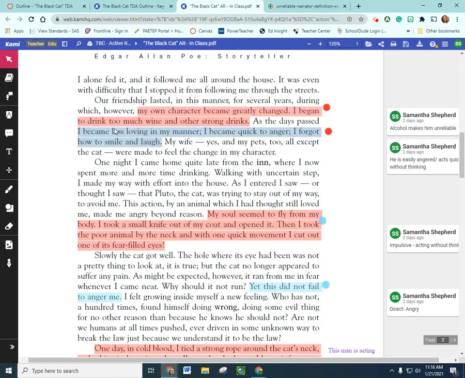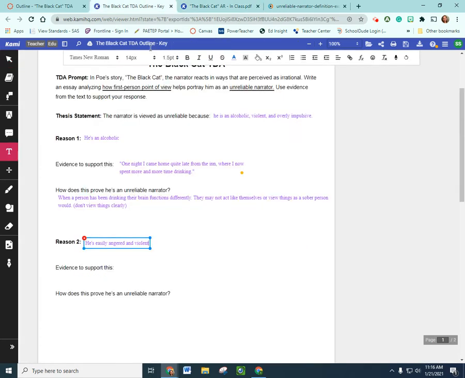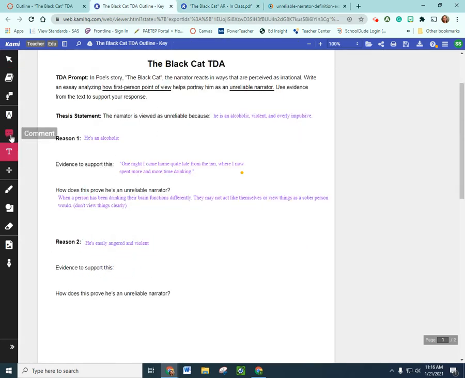So as the days passed, I became less loving in my manner. I became quick to anger and forgot how to smile and laugh. So I'm copying those sentences here, Control C or right click copy. And now I need evidence to support this. So I'm going to put it in quotation marks because it is a quote.